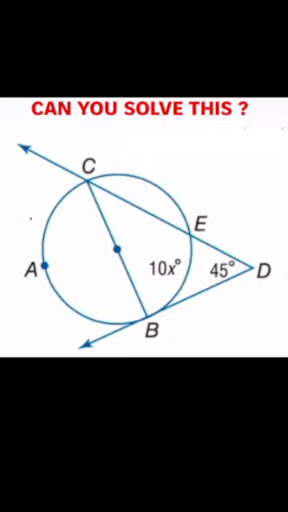Griffin, B is the tangent. We can't say B is a tangent. B is a point of contact. BD is a tangent. That means CBE is 90. Yes, you are right.